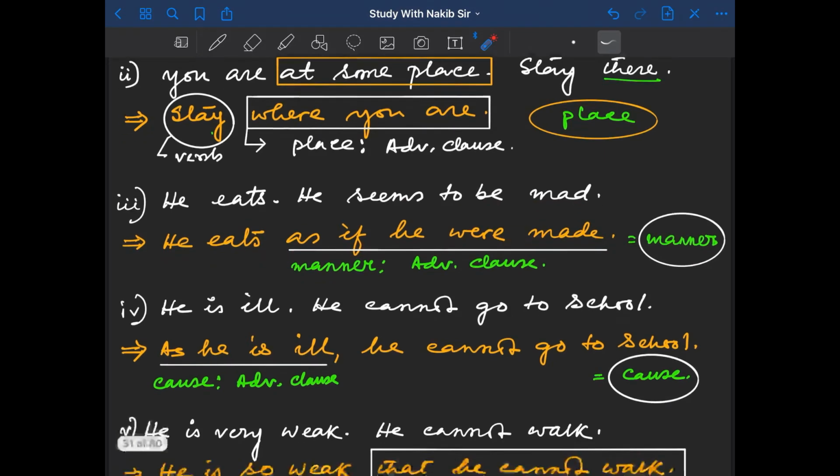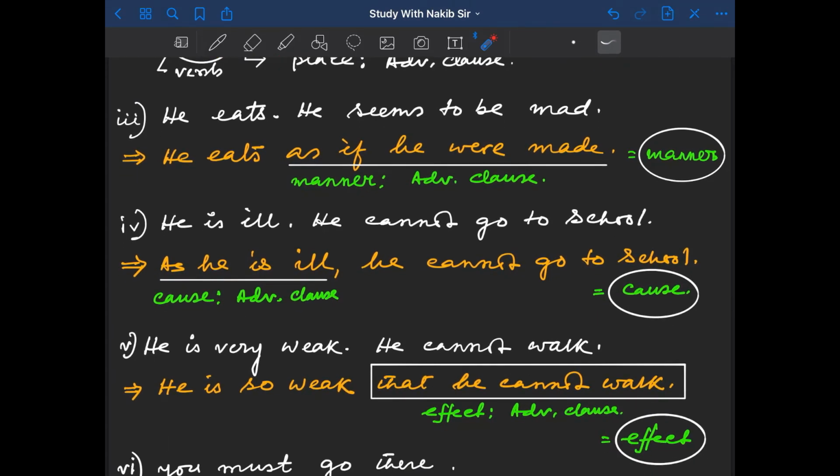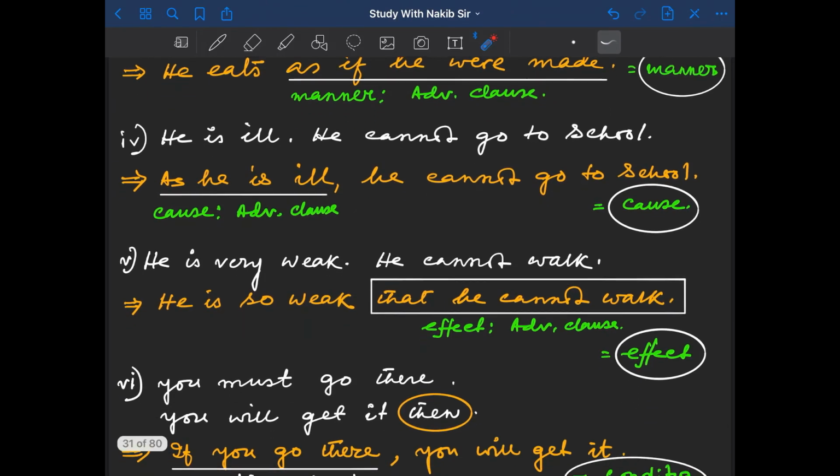Okay. Next one. He is ill. He cannot go to school. Okay. He is ill. This is the cause, and he cannot go to school. This is the effect. So, cause, you may write this. As he is ill, he cannot go to school. Okay. Or you may write this part at the beginning. He cannot go to school as he is ill. So remember, again I am saying, if you use the adverb clause at the beginning, don't forget to use the comma after this. And if you use this at the end, no need of using this comma. Okay. Now go to the next example.